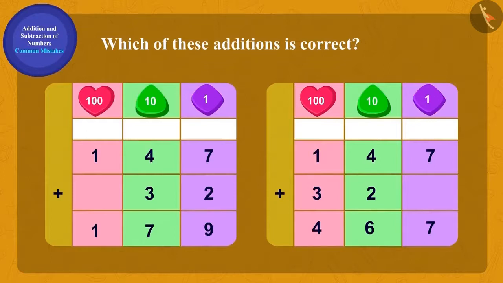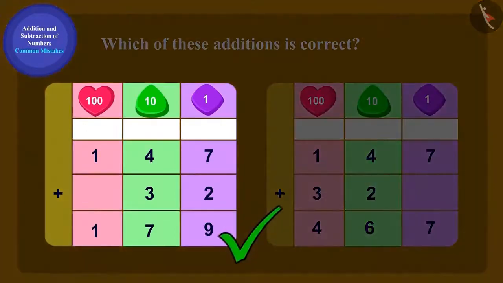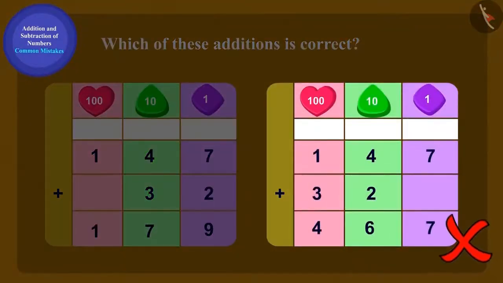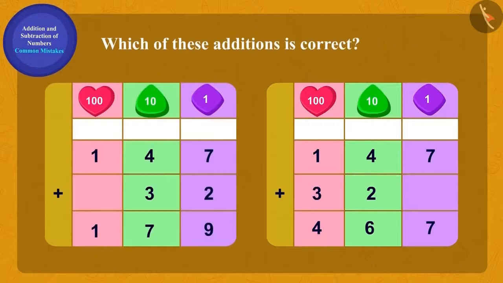Yes, you got it right. This addition is correct. But why is this wrong? Absolutely right. Here, while writing a two-digit number 32, we have written the digits in the wrong place. In which place should we write 3 of 32? Tens. And 2? Exactly, in the ones place.